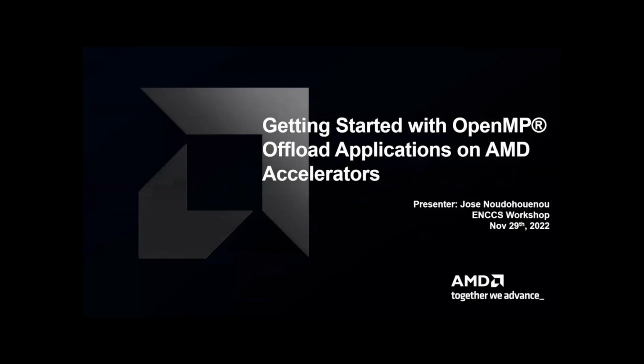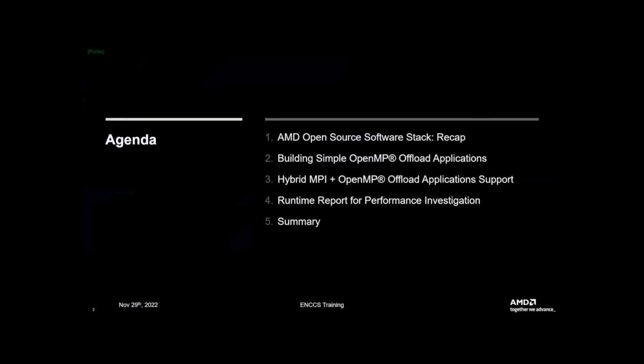Okay, let's start then. So today's talk is about getting started with OpenMP offload applications on AMD accelerators. As the agenda, first we'll talk about the AMD open source software stack, then describe how to build simple OpenMP offload applications. Next, we will expose hybrid MPI plus OpenMP offload application support. Then we'll talk about the runtime report for performance investigation before concluding.